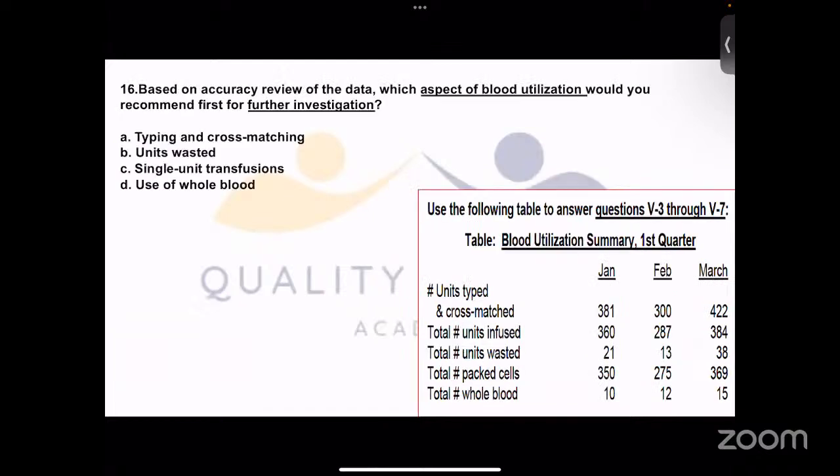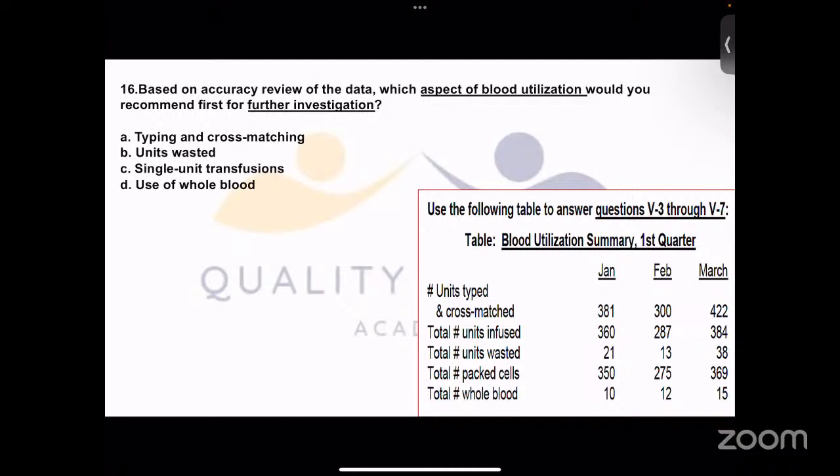Number 16, based on accuracy review of the data, which aspect of blood utilization would you recommend first for further investigation? A, typing and cross-matching. B, units wasted. C, single unit transfusions. D, use of whole blood. Any answer?